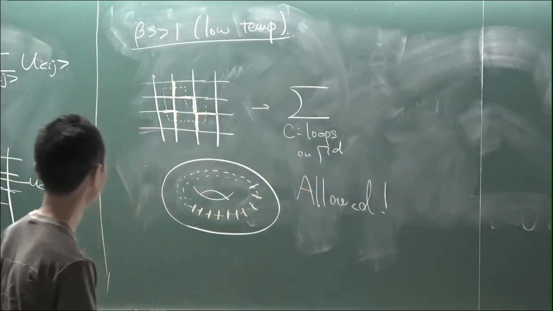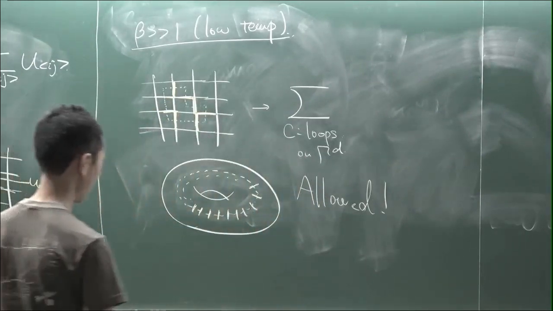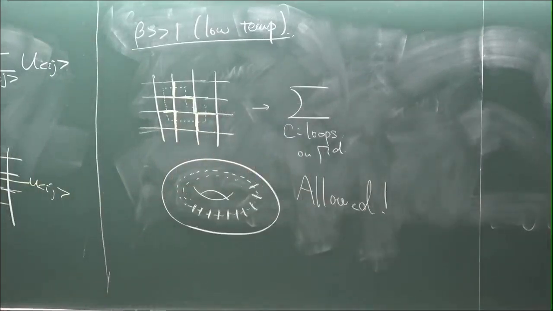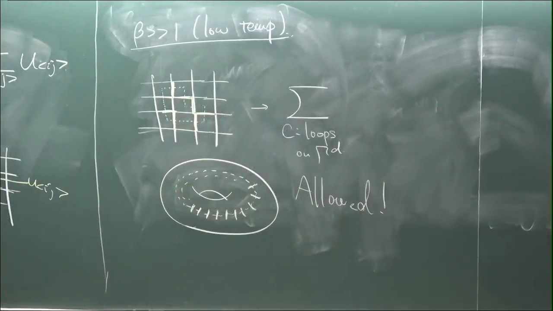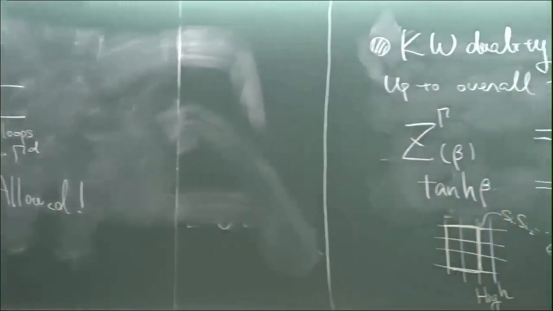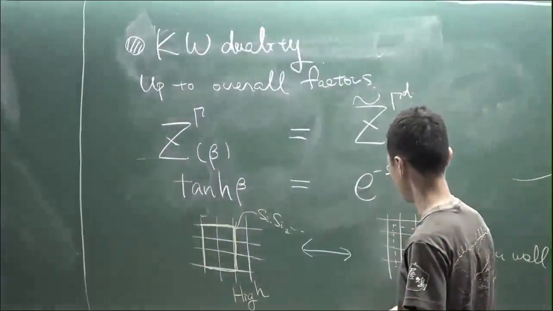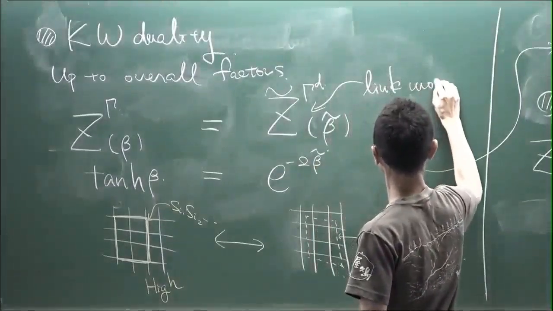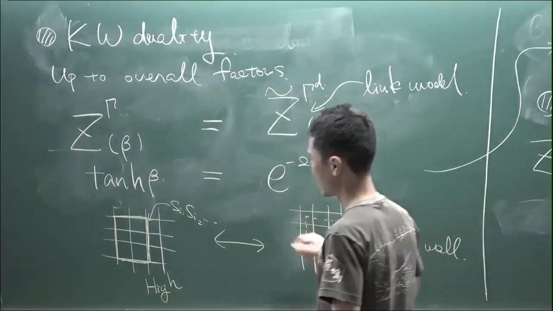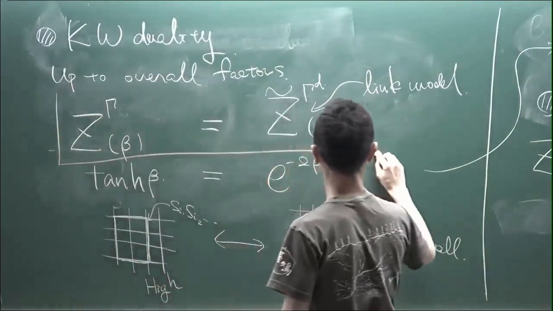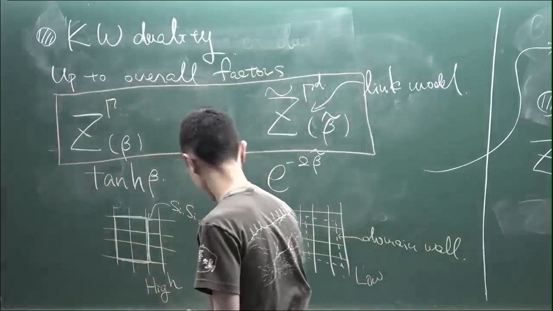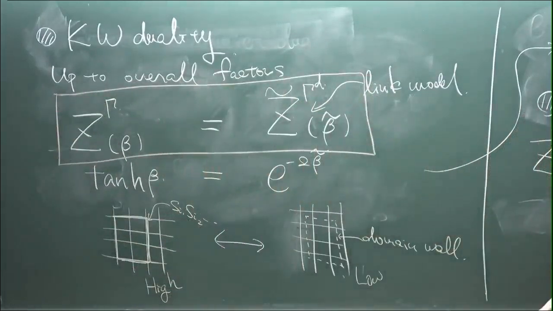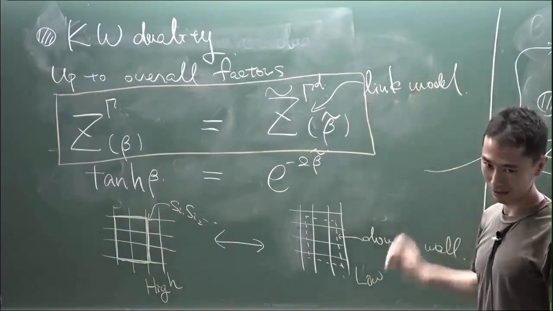So now, with this model, I can basically correct the Kramers-Wannier duality. The statement is that instead of the Ising model, I just have this link model here. If you use the link model on the right-hand side, then everything still holds, even on higher genus surfaces.